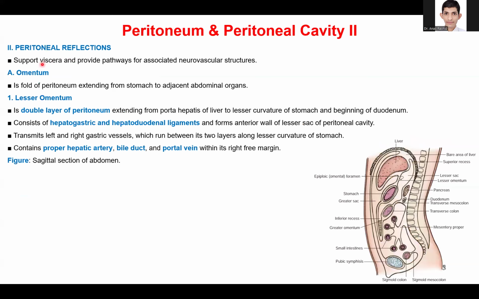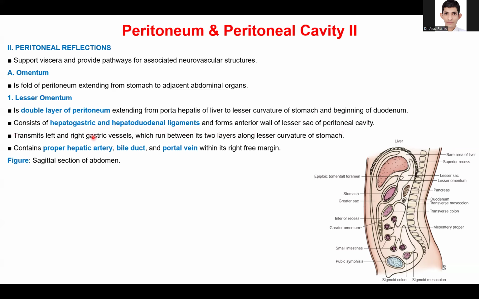Peritoneal reflections support viscera and provide pathways for associated neurovascular function. Structures: omentum is a fold of peritoneum extending from the stomach to adjacent abdominal organs, as can be seen in the figure. Lesser omentum is a double layer of peritoneum extending from the porta hepatis of the liver to the lesser curvature of the stomach and beginning of the duodenum. It consists of the hepatogastric and hepatoduodenal ligaments and forms the anterior wall of the lesser sac of the peritoneal cavity.